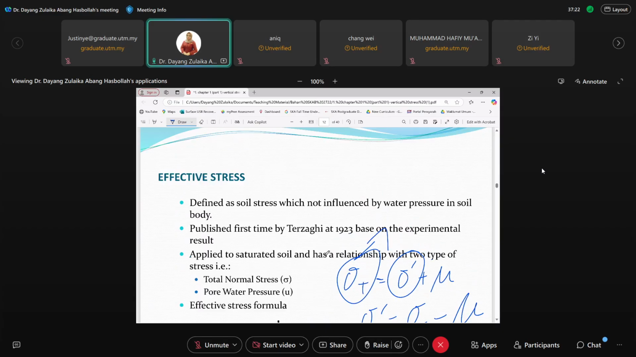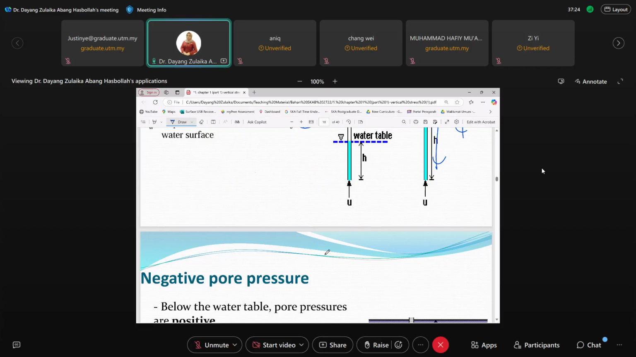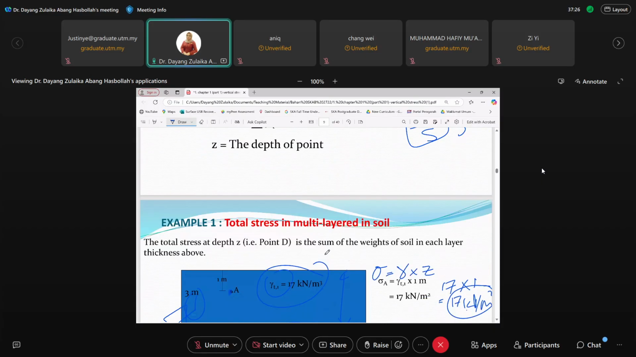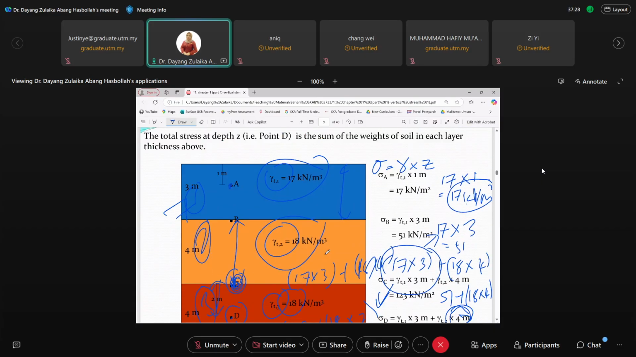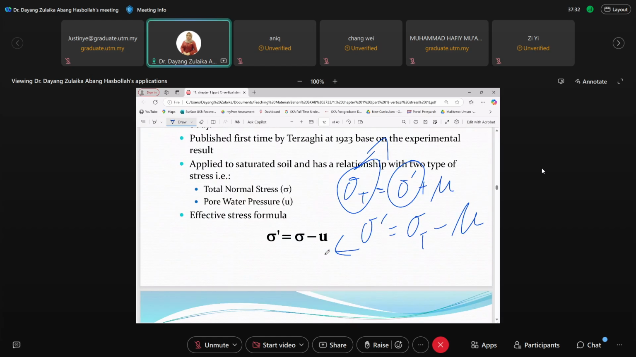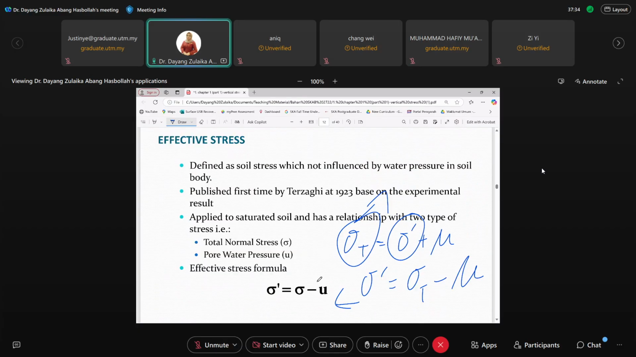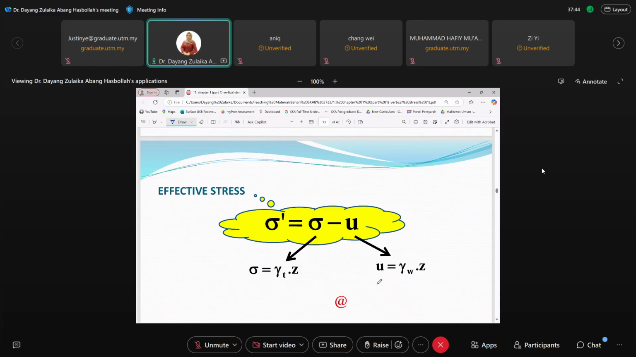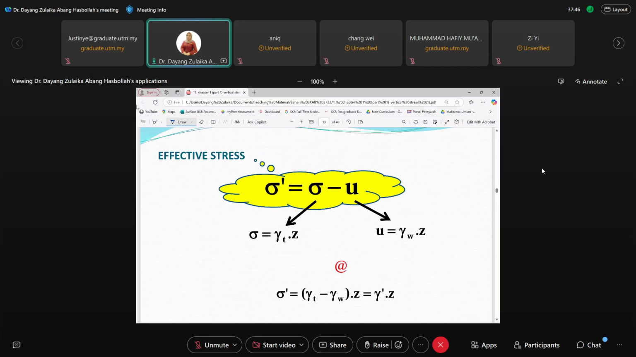From here, this is how you calculate the total stress, and then you calculate the pore pressure. And then to get effective stress, you just take total stress minus pore pressure. Then you get the effective stress. All right, so like this. So you can take a look at this.